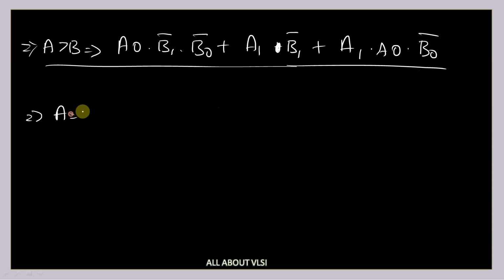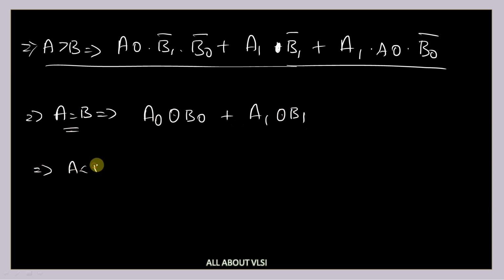And for A equal to B, we have A0 XNOR with B0 plus A1 XNOR with B1. A1 XNOR with B1 is the equation for A equal to B.